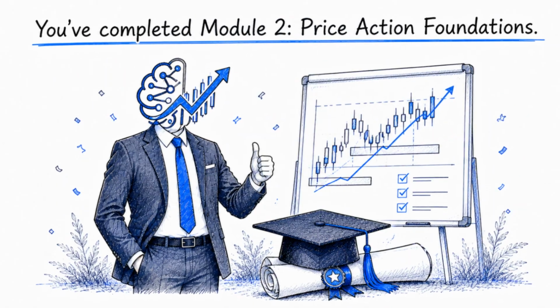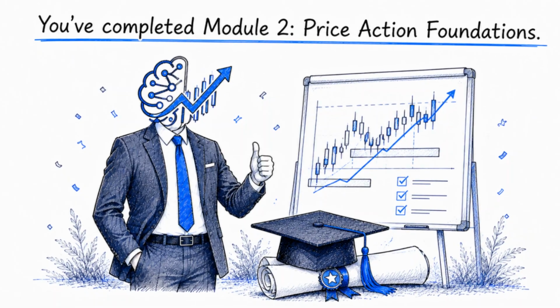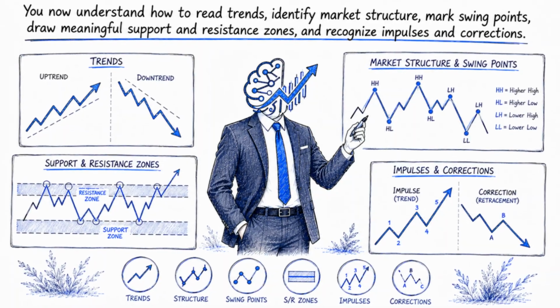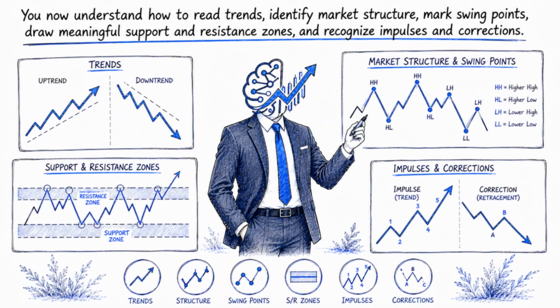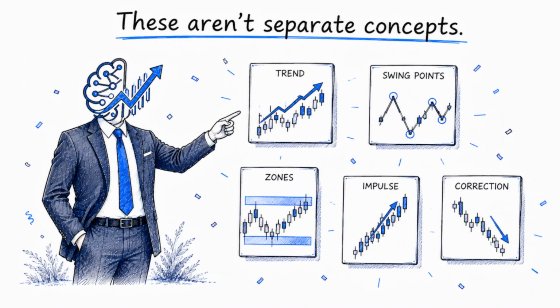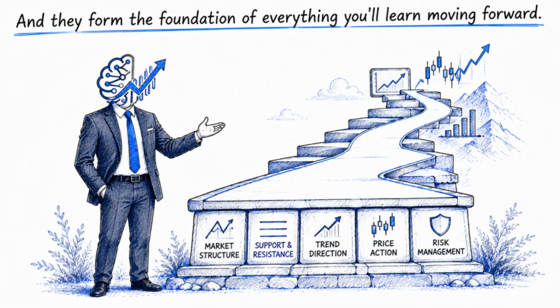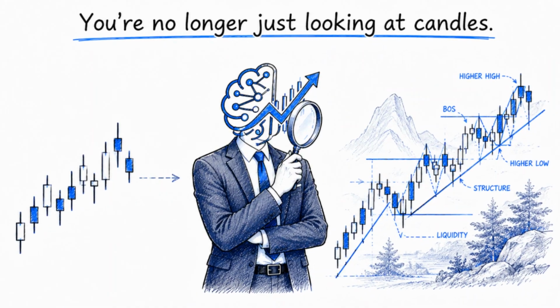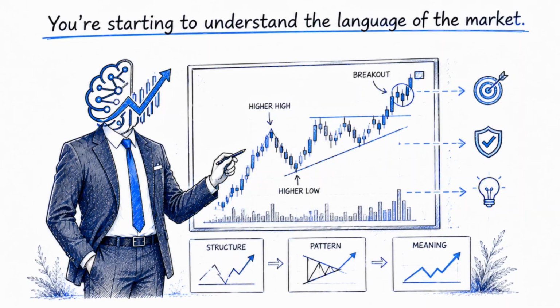Congratulations! You've completed Module 2, Price Action Foundations. You now understand how to read trends, identify market structure, mark swing points, draw meaningful support and resistance zones, and recognize impulses and corrections. These aren't separate concepts. They work together, and they form the foundation of everything you'll learn moving forward. You're no longer just looking at candles. You're starting to understand the language of the market.